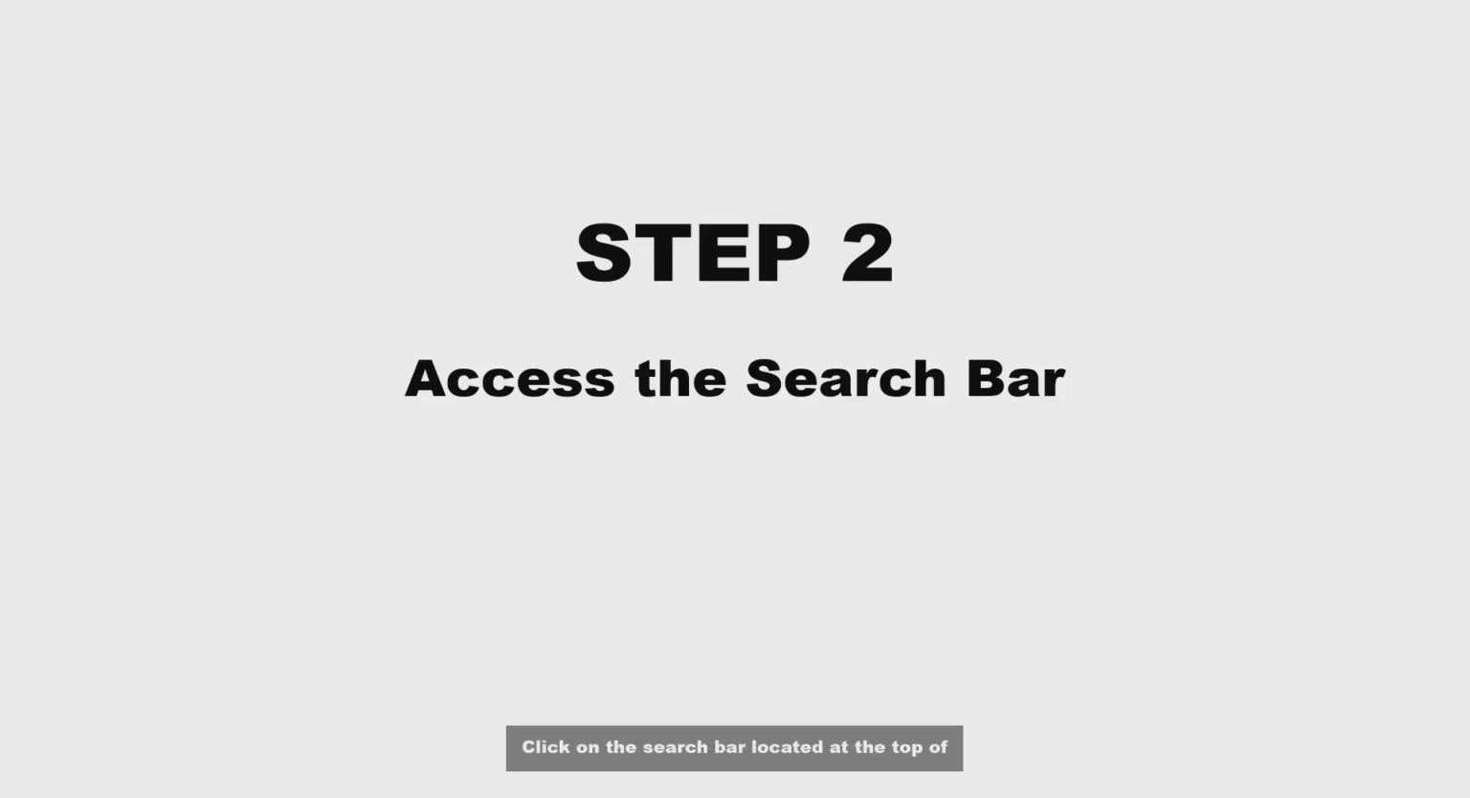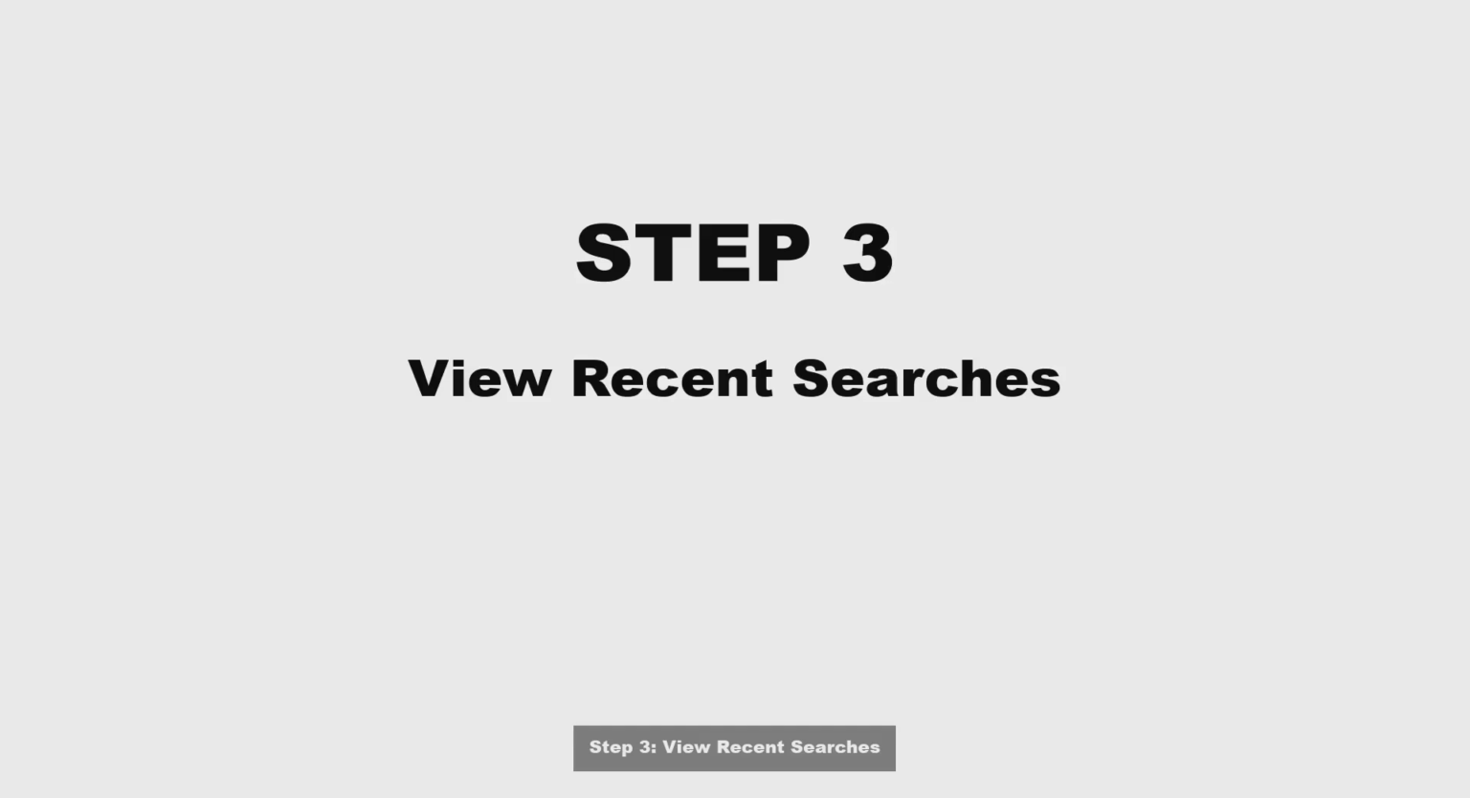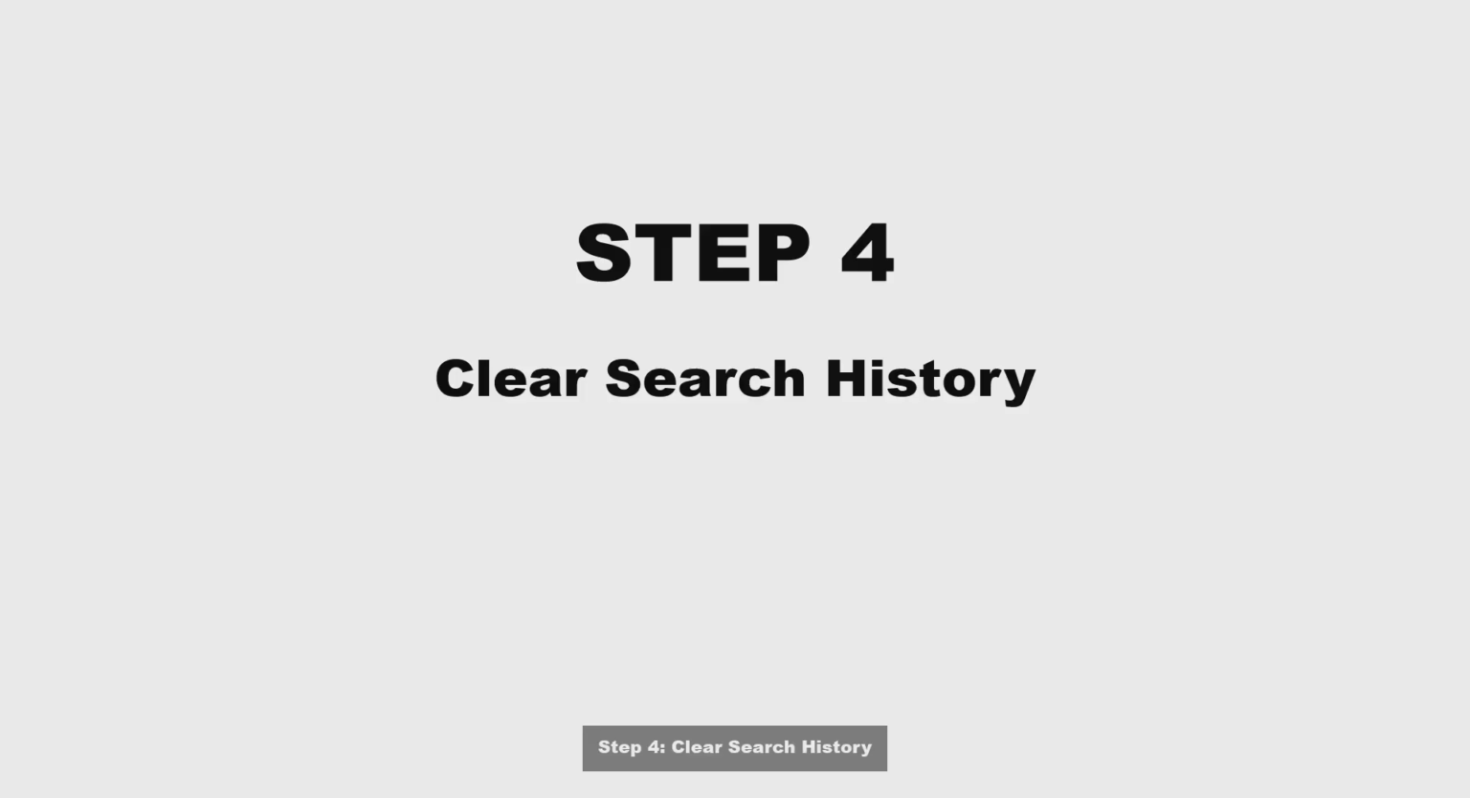Step 2. Access the search bar. Click on the search bar located at the top of your Outlook window. This will activate the search tools and display your recent search history. Step 3. View recent searches. Once the search bar is active, you will see a drop-down list of your recent searches. This list shows all the terms you have previously searched for.